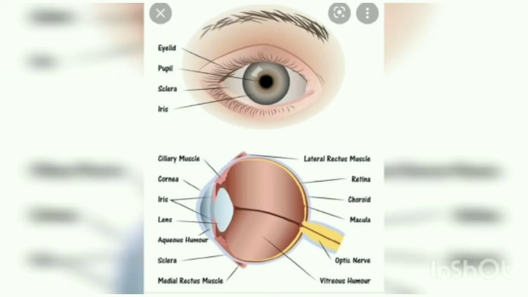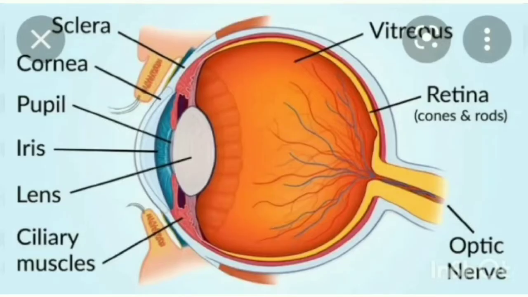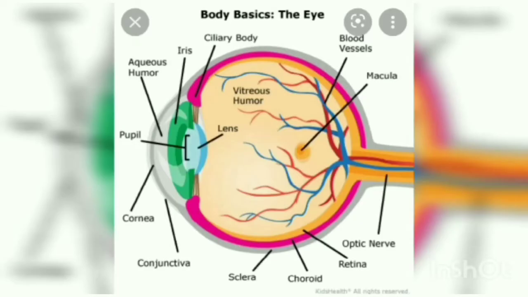Retina, nerve layer that lines the back of the eye, senses light and creates electrical impulses that travel through the optic nerve to the brain.